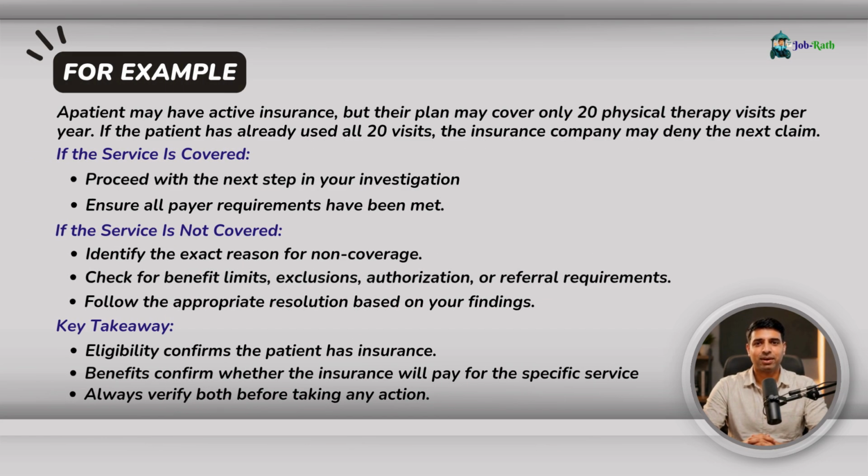For example, a patient may have active insurance, but their plan may cover only 20 physical therapy visits per year. If the patient has already used all 20 visits, the insurance company may deny the next claim because the benefit limit has been reached. Another example, a patient may have coverage for a procedure, but if the procedure required prior authorization and the authorization was not obtained, the insurance company may deny the claim.